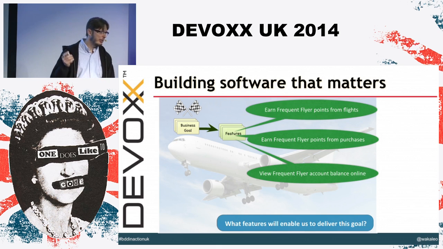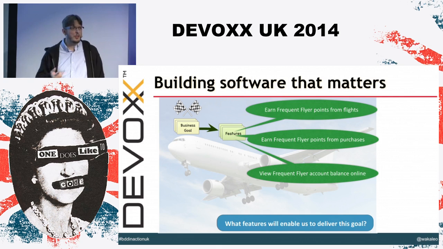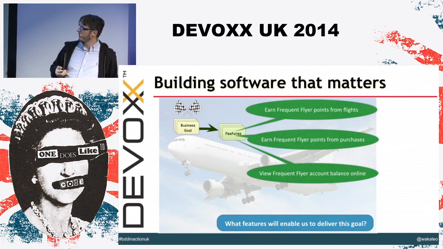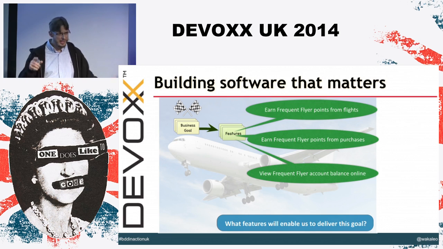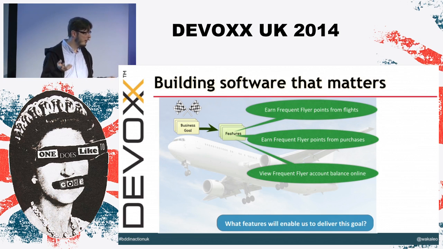So behaviour-driven development has a number of techniques that can help you in that area, because not all features are equal in terms of how they deliver business goals. Here we have, what do we have here? Earning frequent flyer points or viewing frequent flyer balance online. They may not be of equal value. If you're implementing a frequent flyer website, they might not be of the same priority.